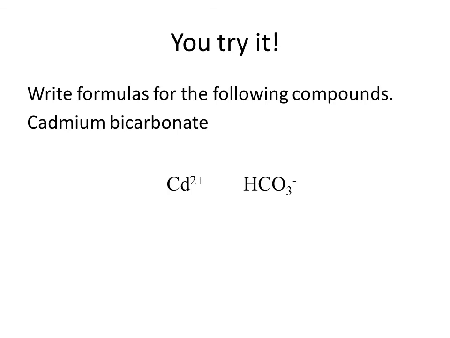To do cadmium bicarbonate, we write down cadmium and its charge, and then we write the formula for bicarbonate. We see that there's a 2 positive charge on cadmium and a -1 charge on bicarbonate. To charge balance this, we're going to need 2 bicarbonates. So cadmium bicarbonate is written like this. Notice we've put a parenthesis around the bicarbonate, which we have to do when we have more than one polyatomic ion. Do not use a parenthesis when there's only one of a polyatomic ion, and do not use a parenthesis when it's not a polyatomic ion, when it's an individual element.